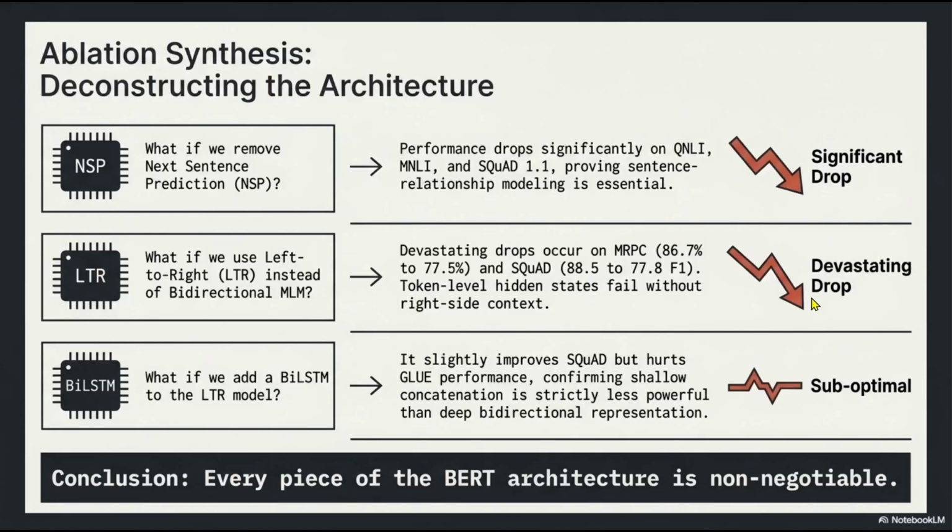By stripping BERT down, we see that every piece is non-negotiable. Removing next sentence prediction causes performance to drop significantly on QNLI and MNLI. Moving to a left-to-right LTR architecture results in a devastating drop on SQuAD and MRPC, proving that token-level hidden states fail without right side context.